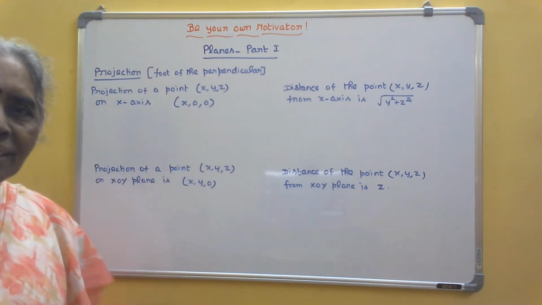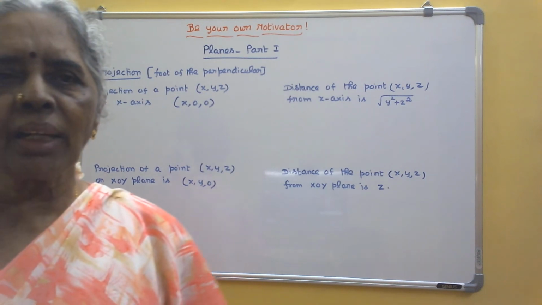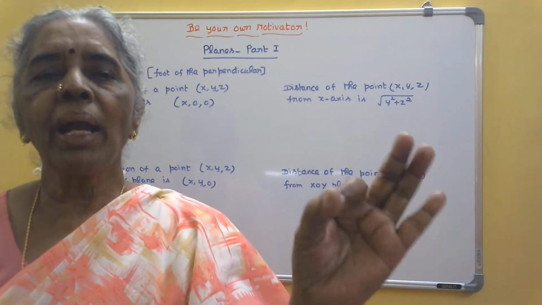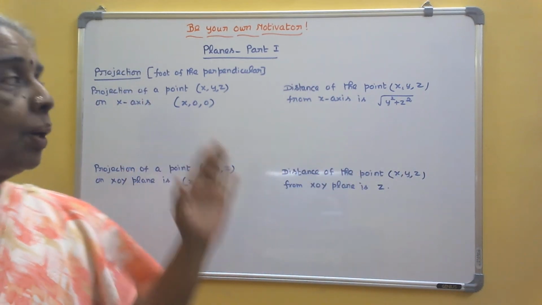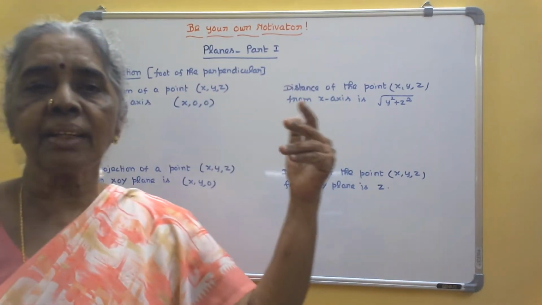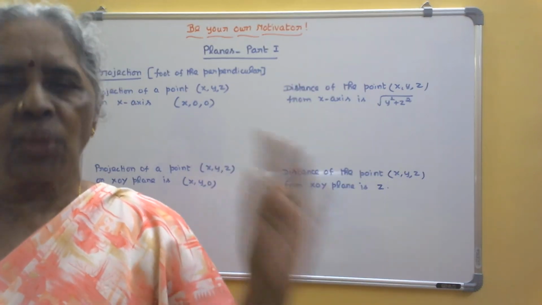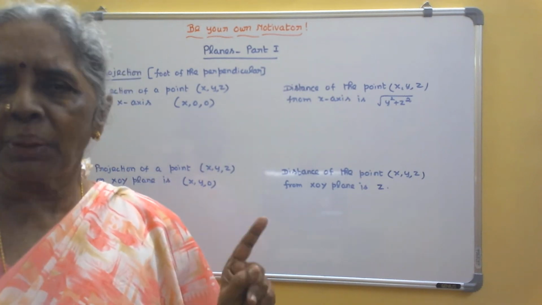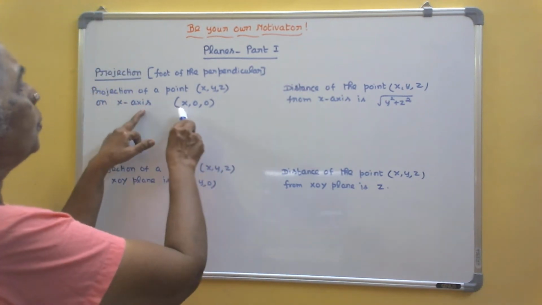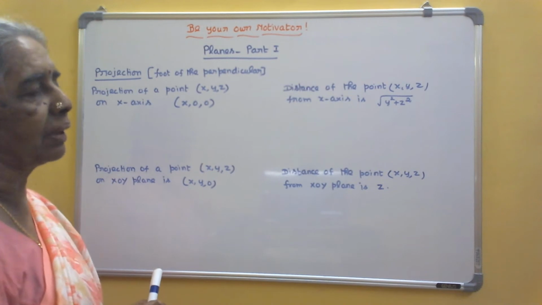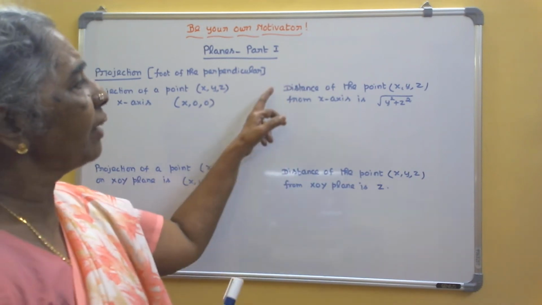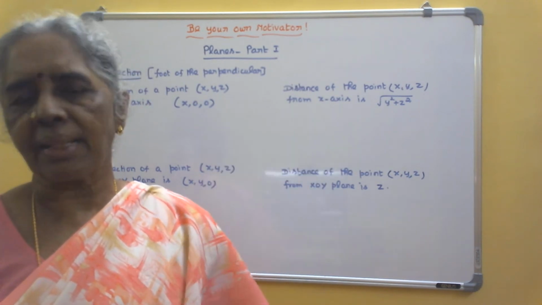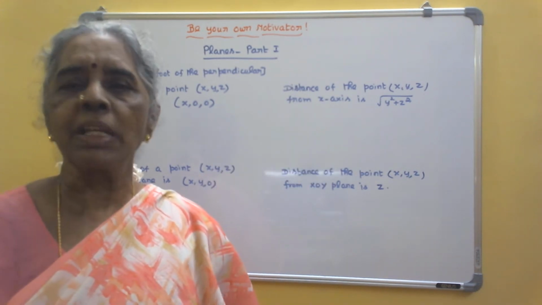Immediately, you can say the rest, isn't it? Projection of a point x, y, z on y-axis is what? 0, y, 0. Projection of a point x, y, z on z-axis will be 0, 0, z, right? All the three. Okay. Now, once you know the foot of the perpendicular, immediately we can find the distance. Distance always mean perpendicular distance unless it is specified otherwise.